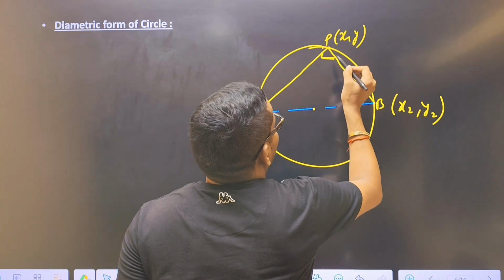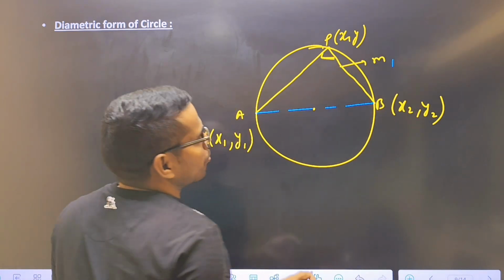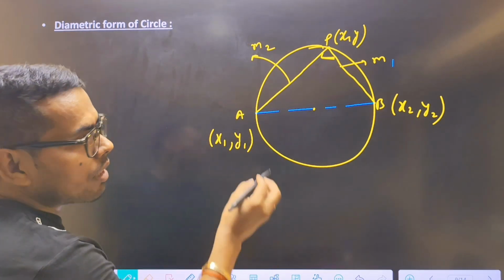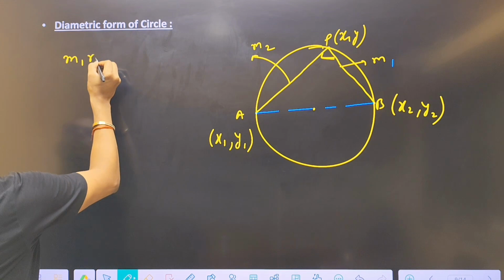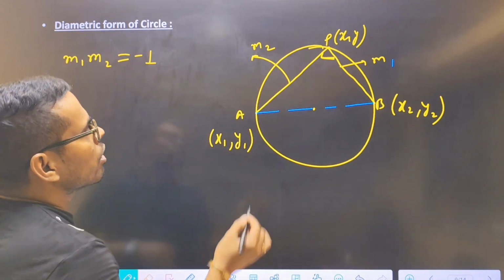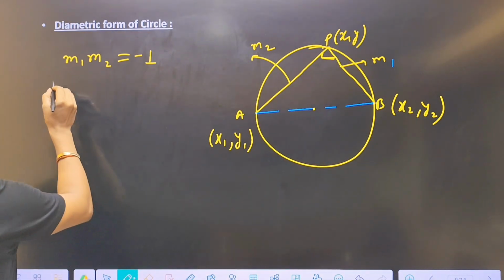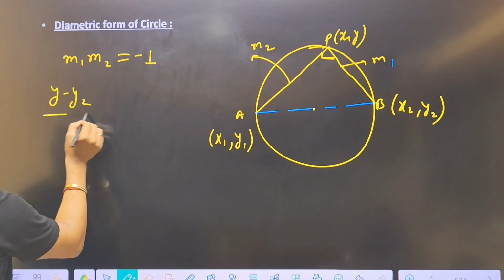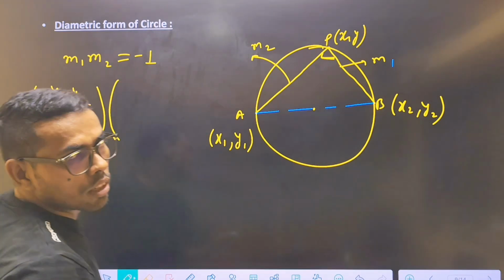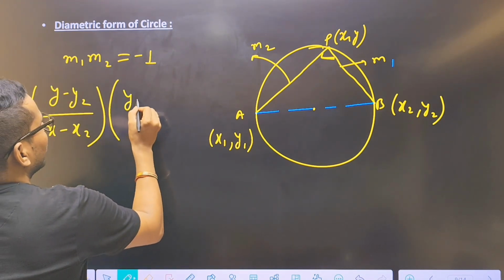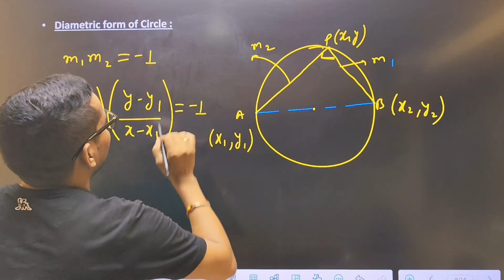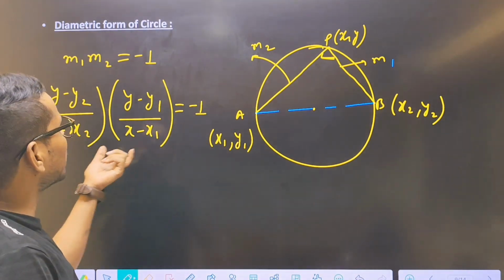If the angle is 90, suppose the slope of line PB is M1 and the slope of line AP is M2. Then what is the relation between M1 and M2? M1 M2 is equal to -1. Now what is M1? M1 is (y - y2)/(x - x2). And M2 is (y - y1)/(x - x1). So the product is equal to -1.